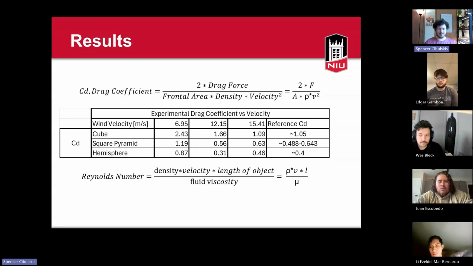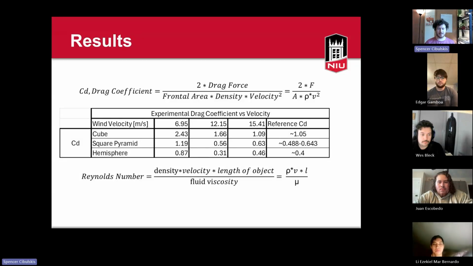Then we were able to calculate drag coefficients based off of the drag formula, rearranging it. If you multiply 2 times the drag force divided by the frontal area times the density times the velocity squared, you can get the drag coefficient.